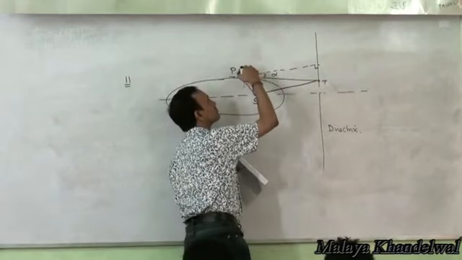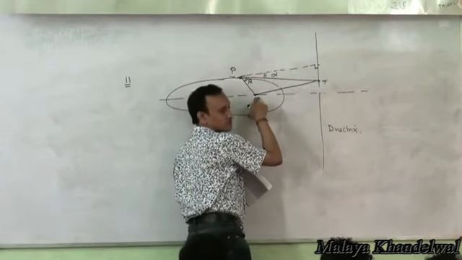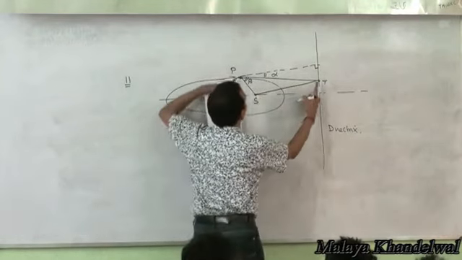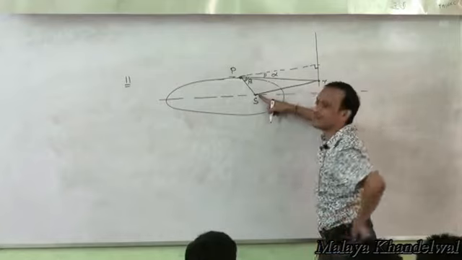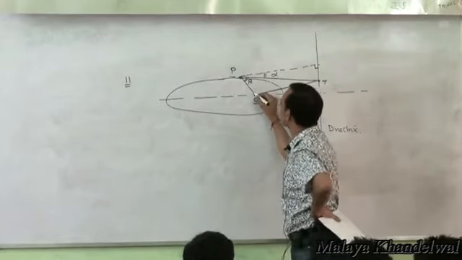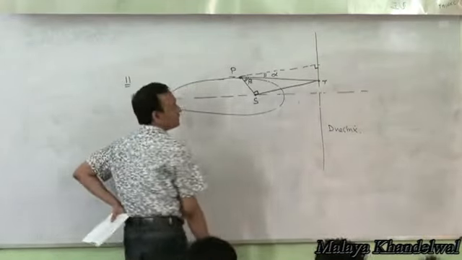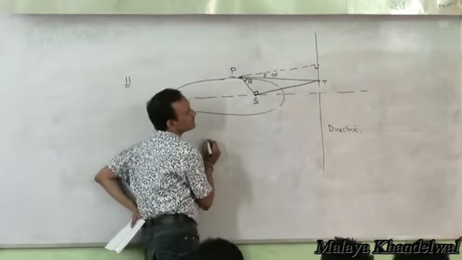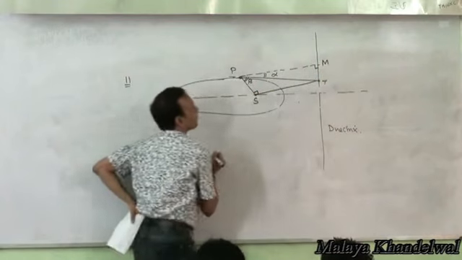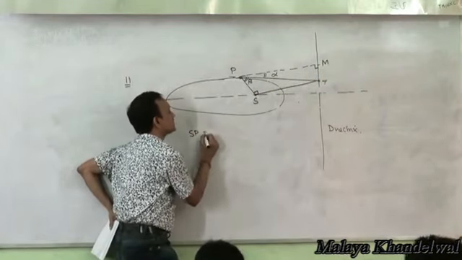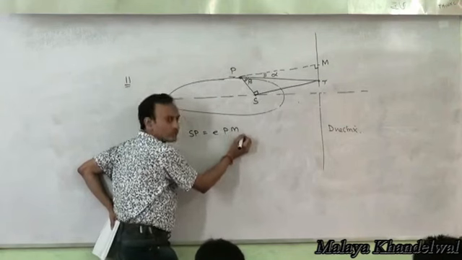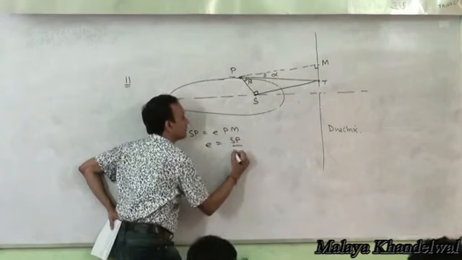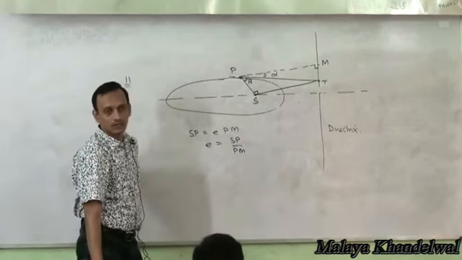Now, do you recall this property? What angle will PT subtend at the focus? 90 degrees. Do you remember this? The portion of the tangent lying between P and the directrix will subtend a right angle at the focus. So this is 90 degrees. Suppose this is M. SP is E times PM. So E is SP by PM. Clear?